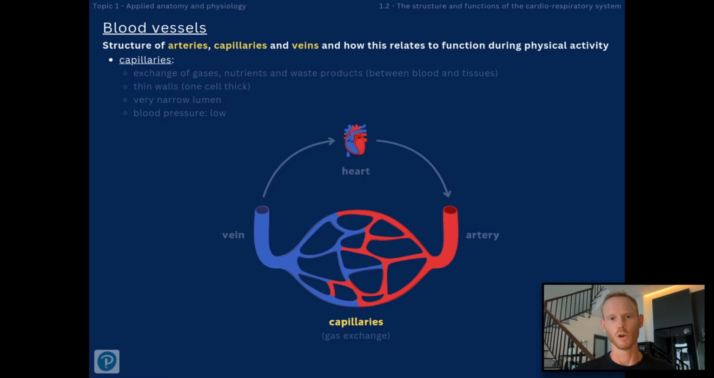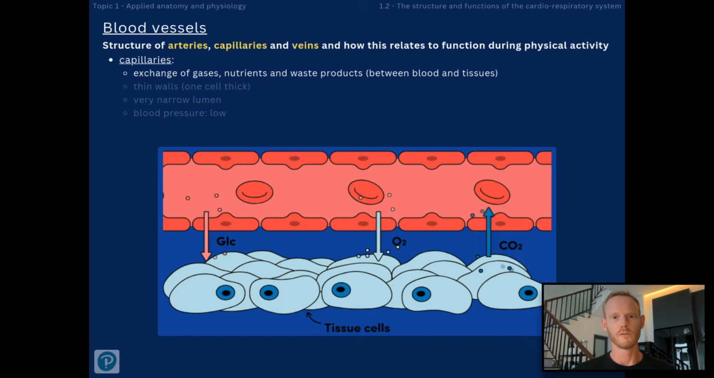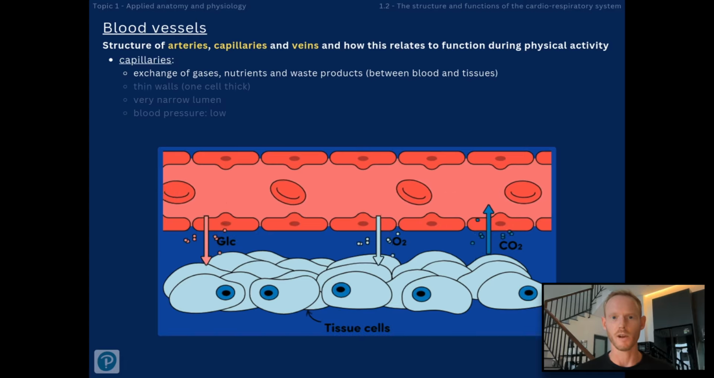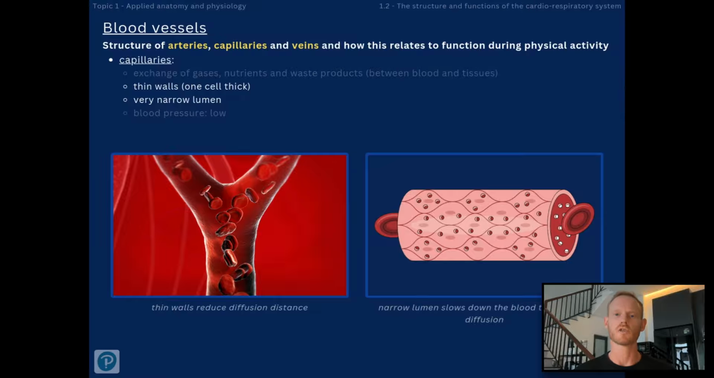Arteries lead into smaller vessels called arterioles, and arterioles split off into capillaries, which form a network throughout the organs and tissues. The role of capillaries is to facilitate the exchange of substances, so gases, nutrients, and waste products, between the blood and the body's tissues. To achieve this, they have extremely thin, permeable walls made of a single layer of cells and a very narrow lumen, which slows down the blood to facilitate diffusion.